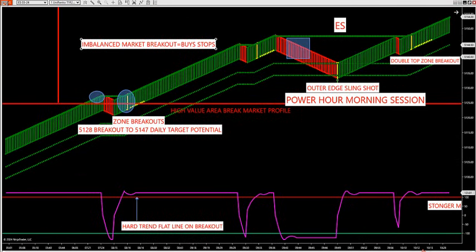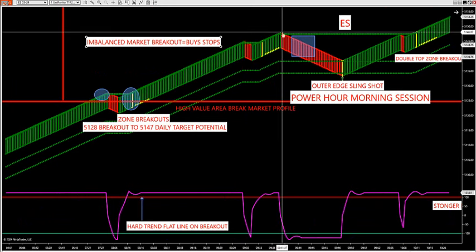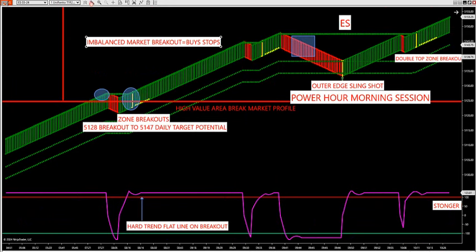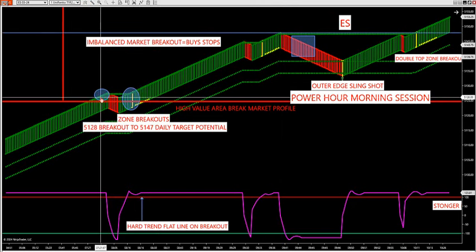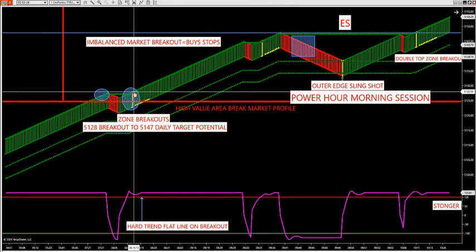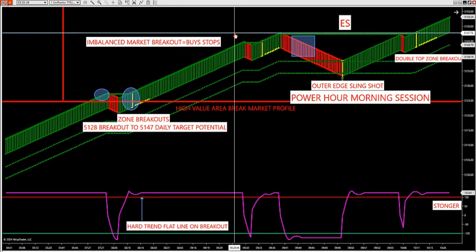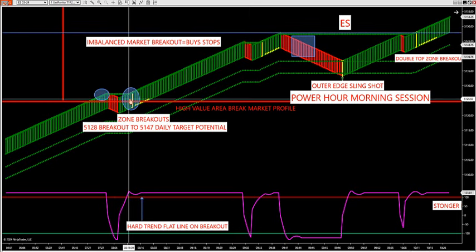Well, my next market profile was 47. 47 was my target I talked about in the room, right here. So here was our target in the room when the breakout happened at 28 and a half, and I said the target is all the way up to 47.